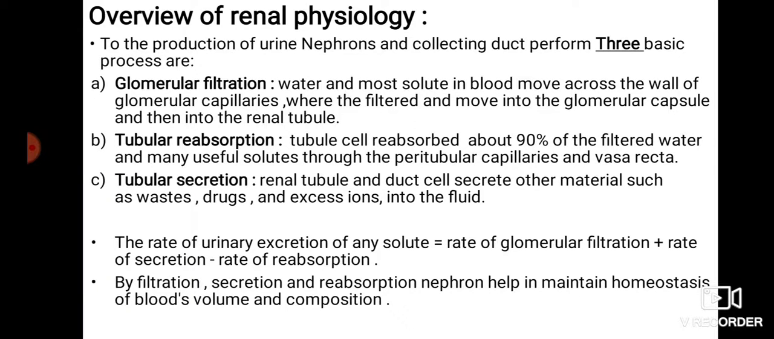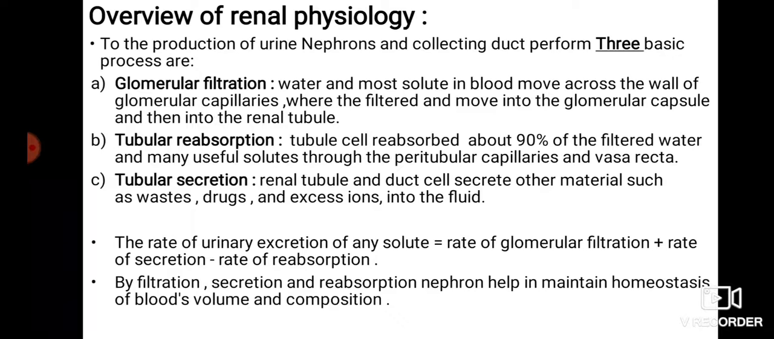And the third and last part that makes urine is tubular secretion. Renal tubule and duct cells excrete other materials such as waste, drugs, and excess ions into the fluid. These are wasteful products that come back into the tubule from the bloodstream, by the peritubular capillaries and vasa recta. This is the way through which we absorb nutrients and secrete waste products back into the tubule.